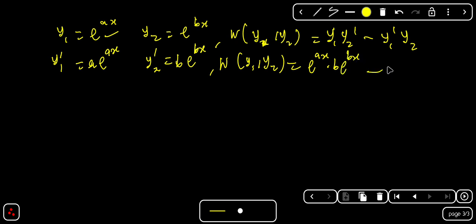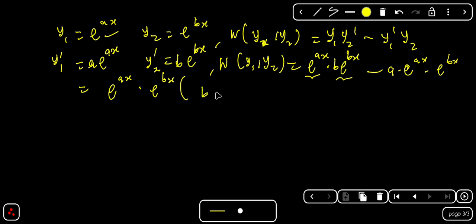Then minus y1 prime, which is a, multiplied by e raised to the power of ax, then multiplied by y2, which is e raised to the power of bx. All right, so what is common here? What is common is e raised to the power of ax and e raised to the power of bx. So we have e raised to the power of ax multiplied by e raised to the power of bx, then into b minus a.